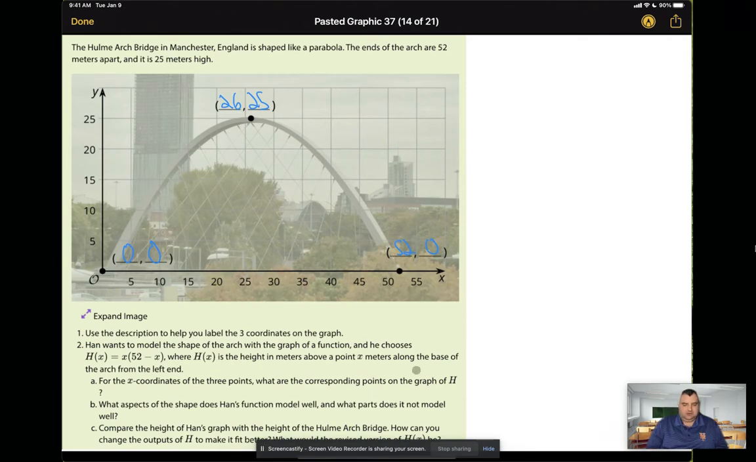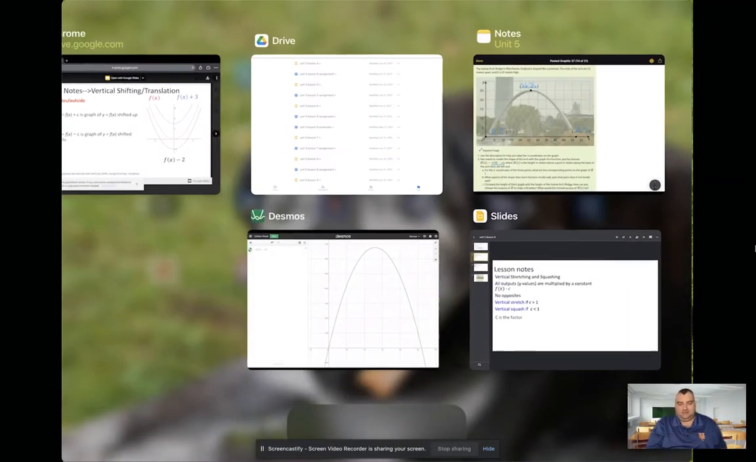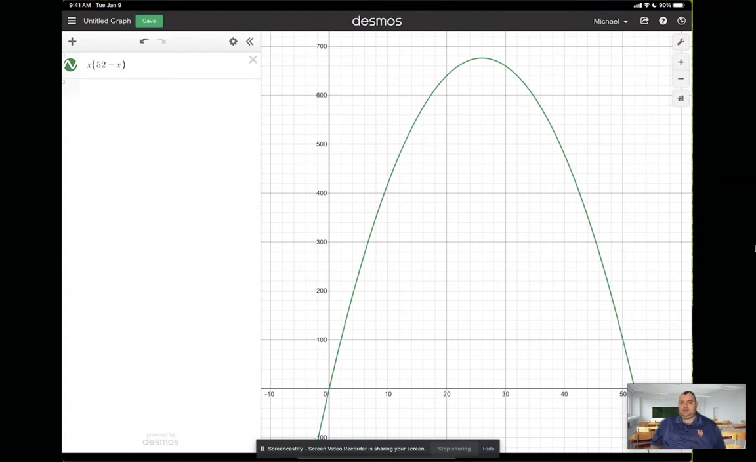Number 2, Han wants to model the shape of the arch with the graph of a function, and he chooses h of x equals x times 52 minus x, where h of x is the height in meters of a point x meters along the base of the arch from the left end. A, for the x coordinates of the 3 points, what are the corresponding points on the graph of h? So we're going to graph this h function, x times 52 minus x, and that's going to look like this. You can see the two x-intercepts stay the same, 0, 0, and 52, 0. But notice the height of this graph.